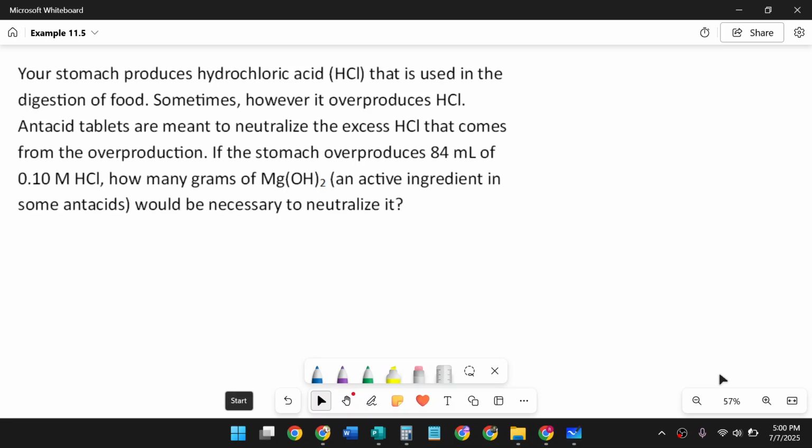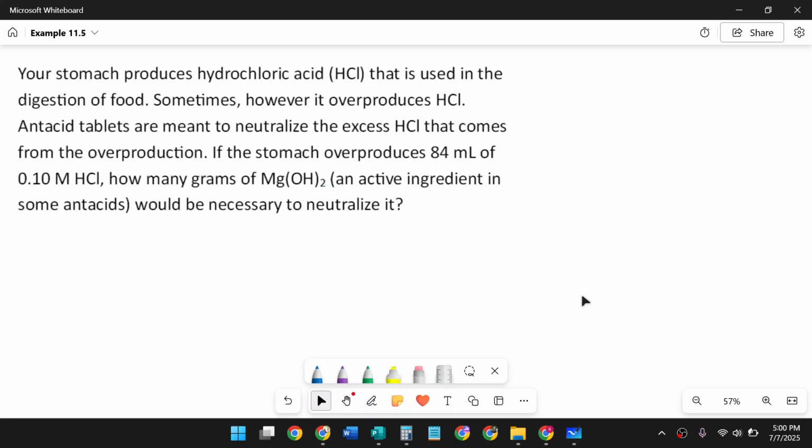This is example 11.5 from Discovering Design of Chemistry. Your stomach produces hydrochloric acid, HCl, that is used in the digestion of food. Sometimes, however, it overproduces HCl. Antacid tablets are meant to neutralize the excess HCl that comes from the overproduction.